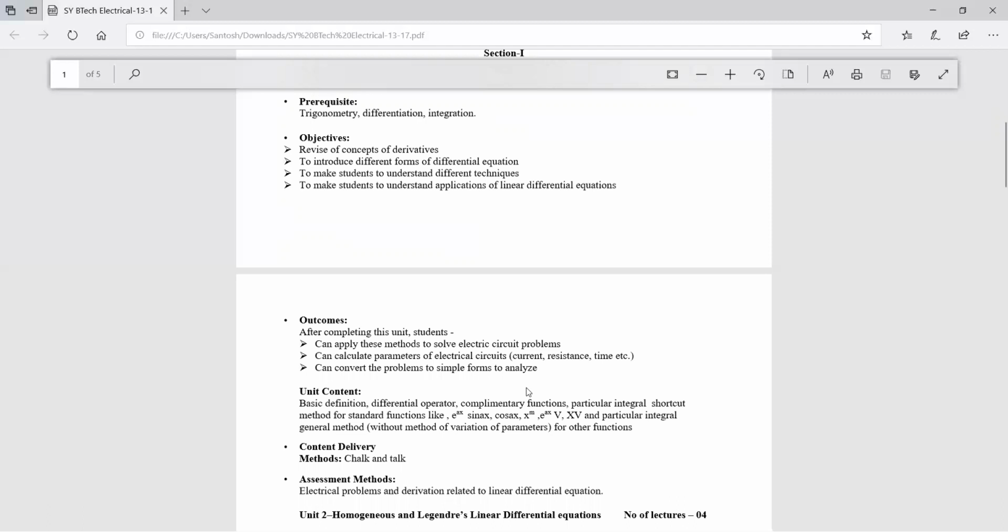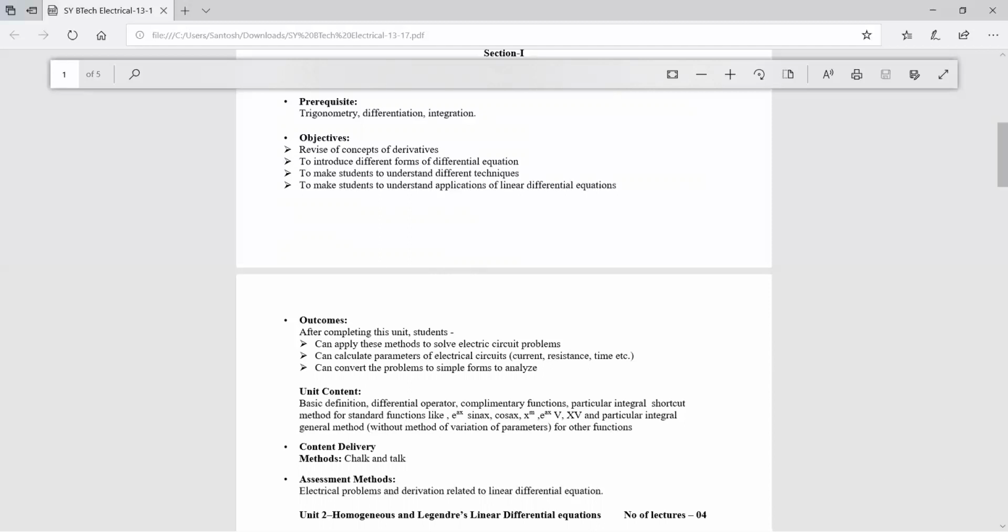We will see after doing chapter number 1. Shortcut method for standard functions like e raised to ax, sin ax, cos ax, x raised to m, e raised to ax into phi(x), x into phi(x). These are the standard forms for finding the particular integral. And last, the particular integral general method, including the method of variation of parameters, for other functions. These are the contents of unit number 1, linear differential equations with constant coefficients. Okay, this is all about unit number 1.